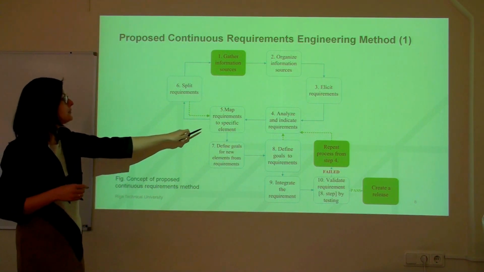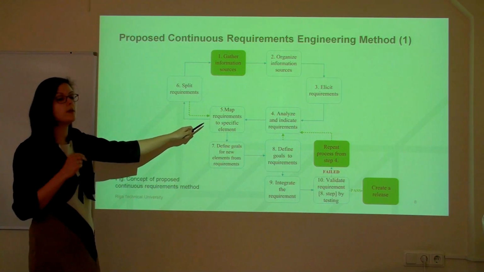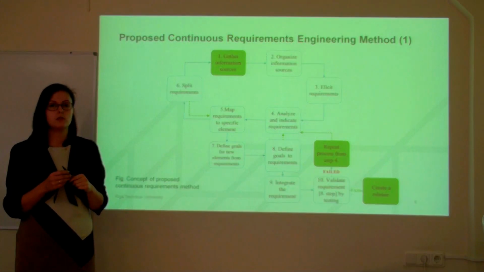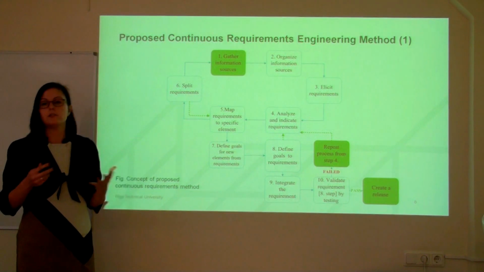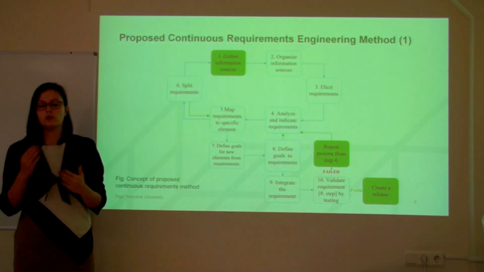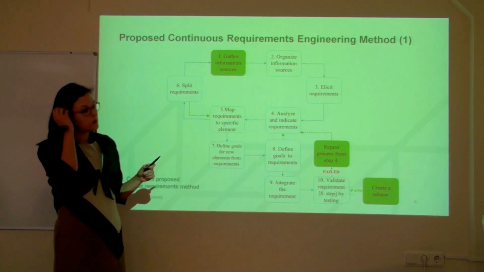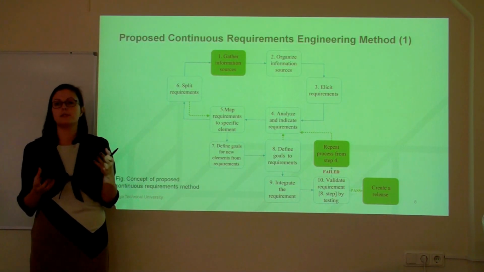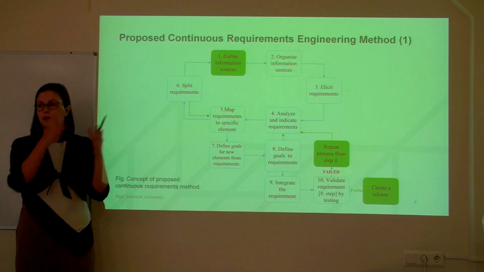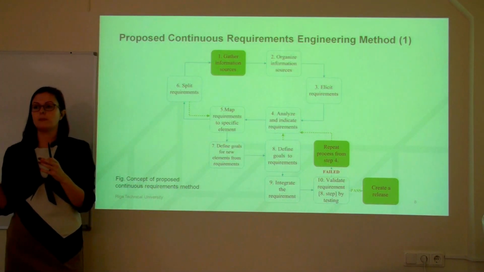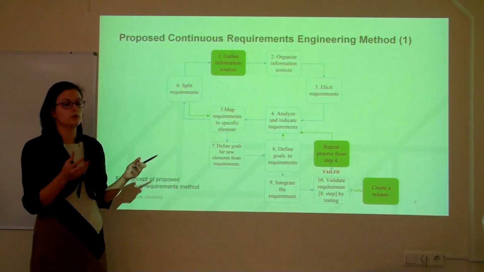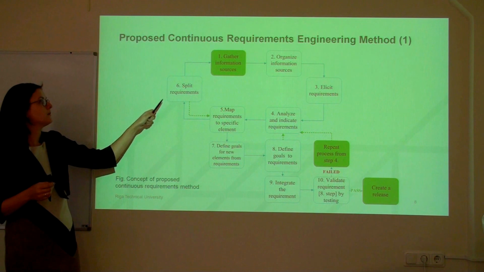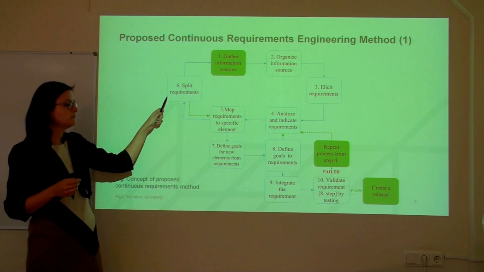Then we map requirements to specific elements. It means that every requirement is linked with another requirement. There is no requirement which stands on its own, so there should be links between them. And when we have linked them, we notice that the load of requirements should be similar. We can't implement a big requirement when the nearest requirement is really small. So we need to balance them, and that's why we need the step where we split requirements and the load is balanced.